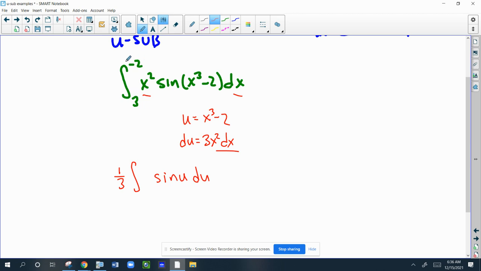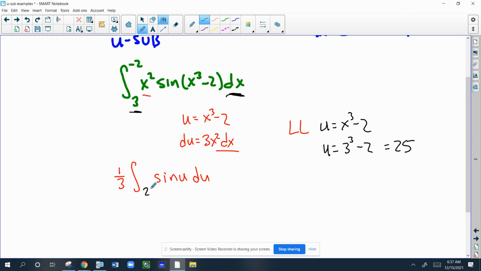Now we're going to change the limits. The lower limit was 3, but that's in terms of x, and we've decided that u equals x cubed minus 2. Since this 3 was an x initially, you could tell because this was dx. To change it into a u, you just plug it in for the x and calculate. 3 cubed is 27, and 27 minus 2 is 25. So our new lower limit is 25.